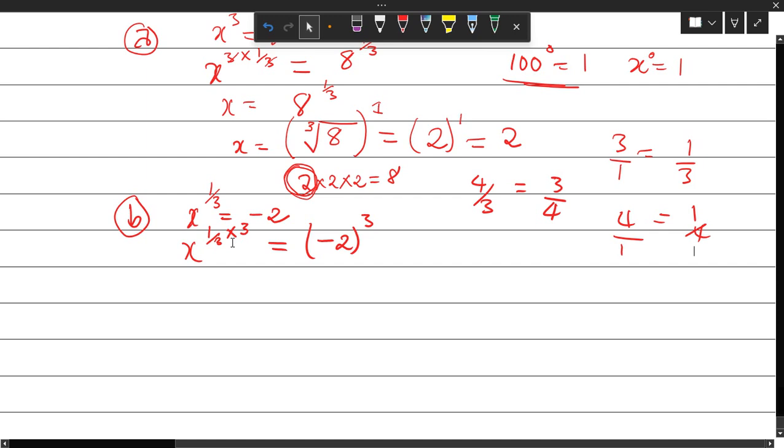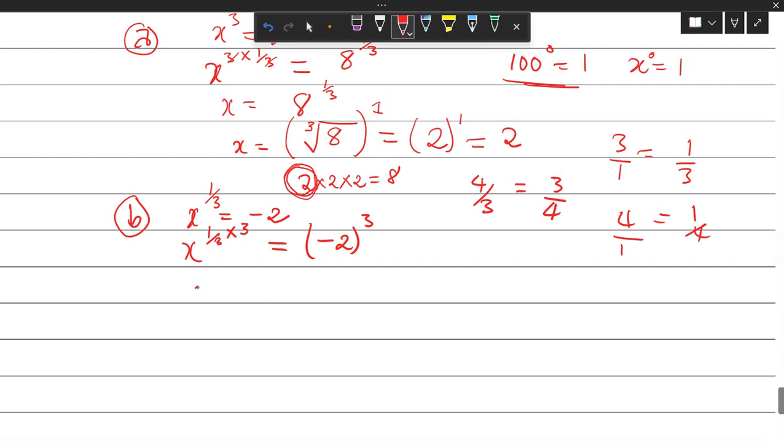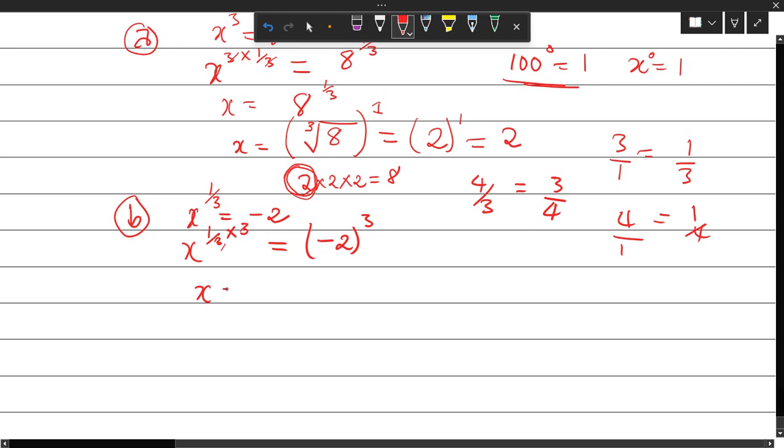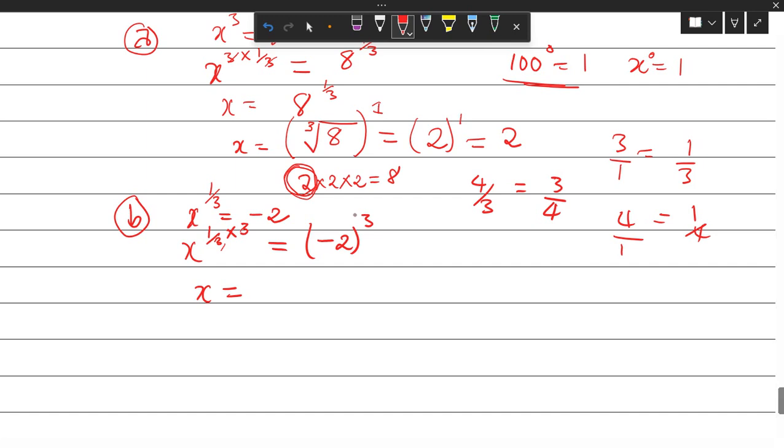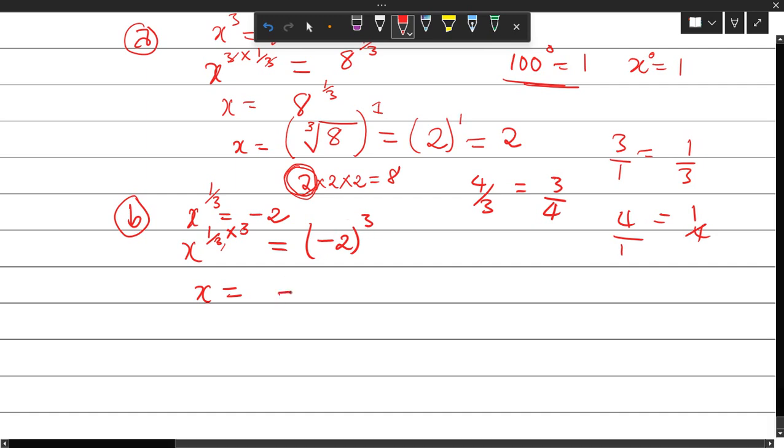Okay. So we continue here. 3 and 3 will cancel out, so we just have x here. Then here we have negative 2 to the power 3. So this means negative 2 multiplied by negative 2 multiplied by negative 2.